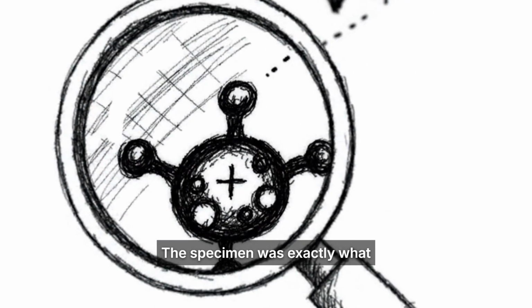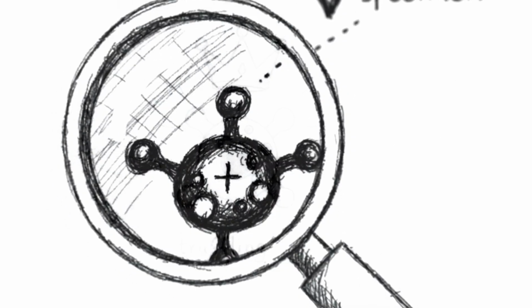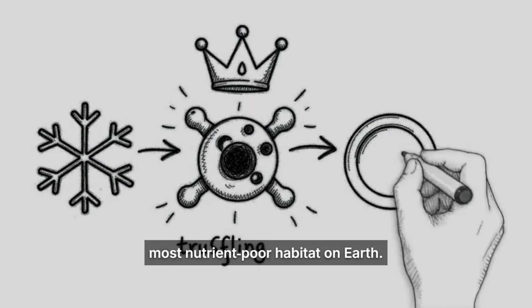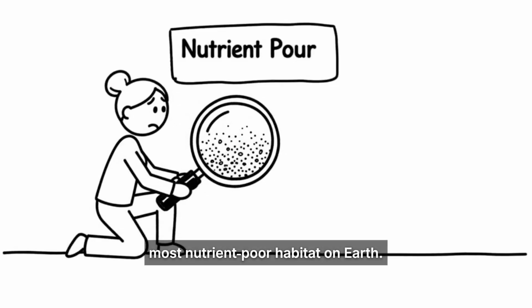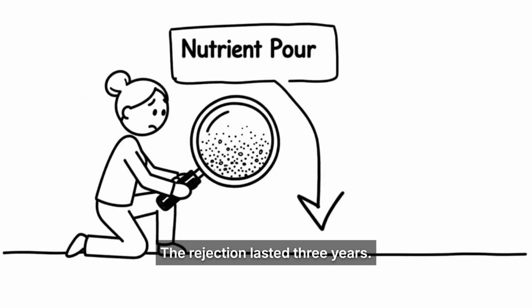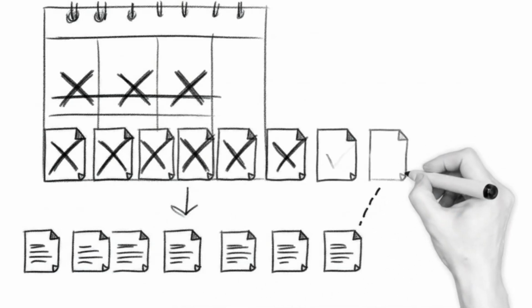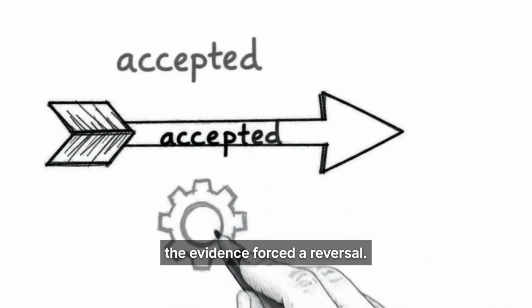The specimen was exactly what it appeared to be: a living colony that had evolved to thrive in the coldest, most nutrient-poor habitat on Earth. The rejection lasted 3 years. 8 peer-reviewed papers later, the evidence forced a reversal.